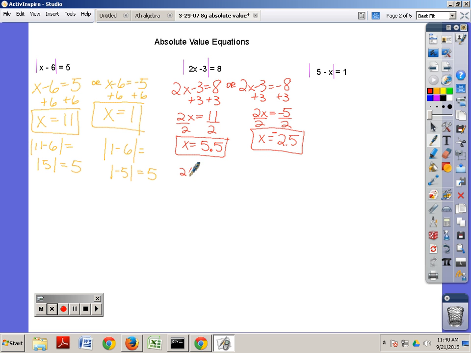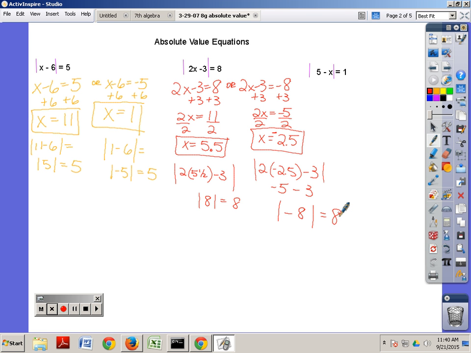So 2 times 5.5 minus 3 is the absolute value. 2 times 5.5 is 11. 11 minus 3 is 8. Absolute value of 8 is 8. 2 times negative 2.5 minus 3 is the absolute value. 2 times negative 2.5 is negative 5. Negative 5 minus 3 is negative 8. Absolute value of negative 8 is 8. It worked.